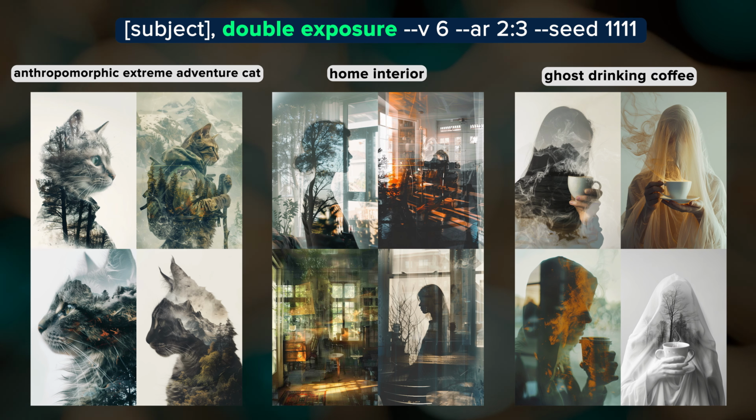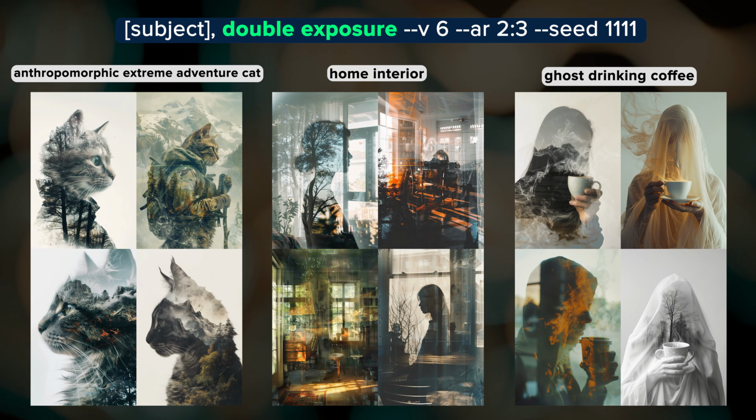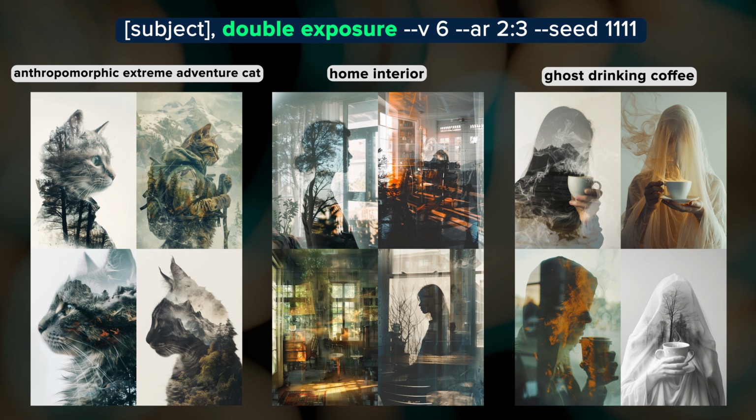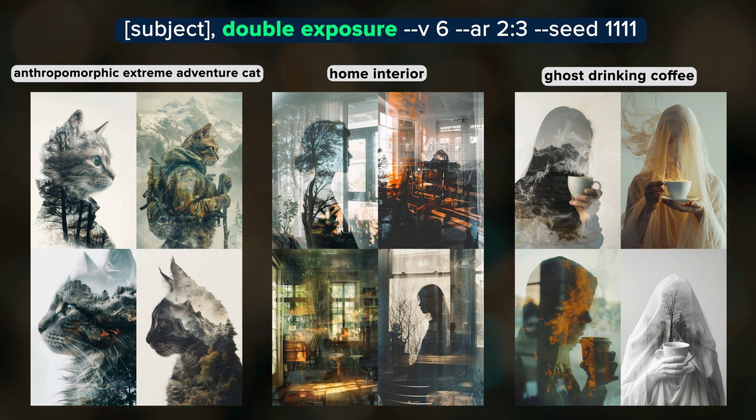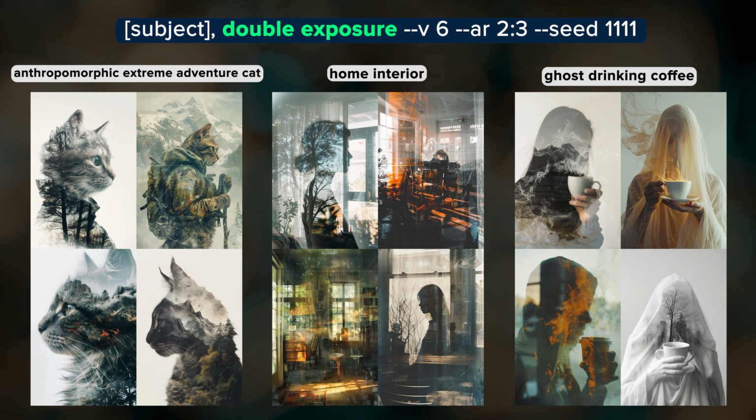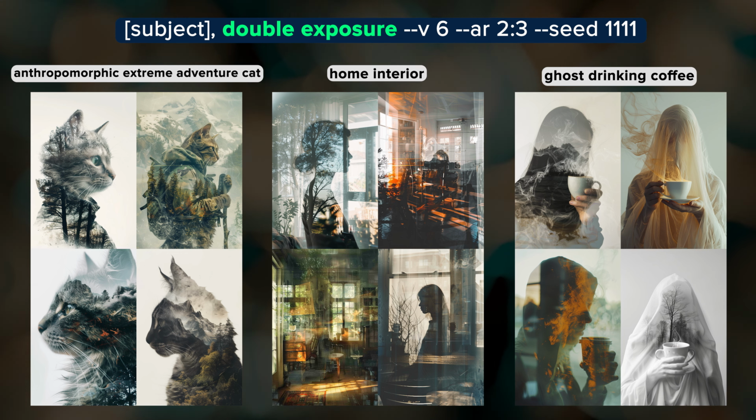We also got some great cat images with this effect. I love the one in the upper right that looks like he's about to summit a mountain. And again, you can see the heavy influence that the words double exposure has on the content of the image. Most of these results contain a side profile combined with nature elements.